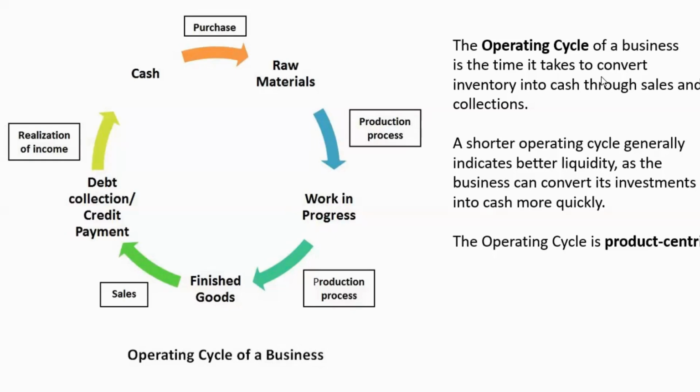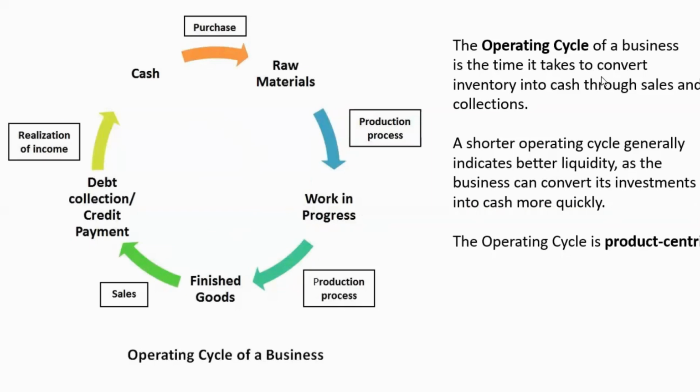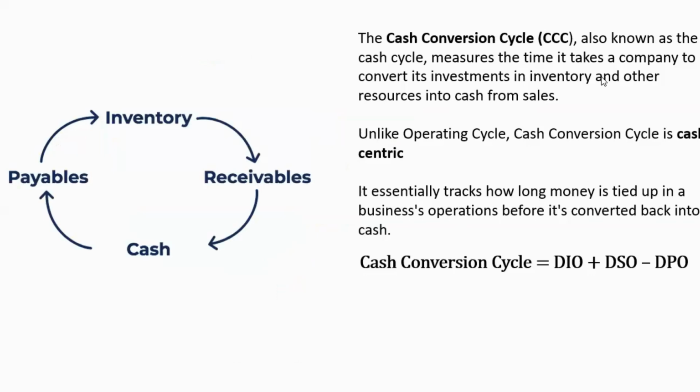Now we also have another cycle. It is called the cash conversion cycle. It measures the time it takes a company to convert its investments into cash. Now, the operating cycle is product centric, and the cash conversion cycle is only focused on cash, how much cash the business has with it.